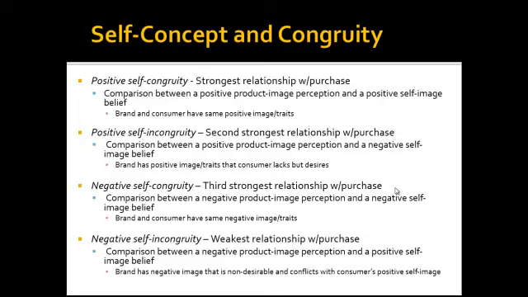The second most is called positive self-incongruity. That is when there's a comparison between a positive product image and a negative self-image belief. In other words, this occurs when maybe I don't feel like I have a lot of status with my peers, but owning a BMW shows a lot of status. Therefore, I'm more likely to buy a BMW because it helps boost my self-concept with some personality or traits that I want, but I currently don't have.